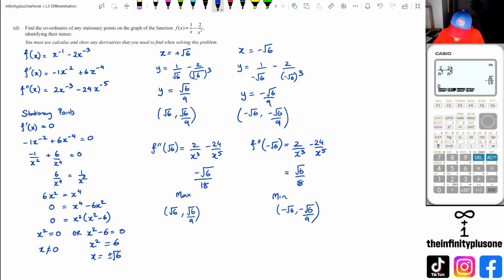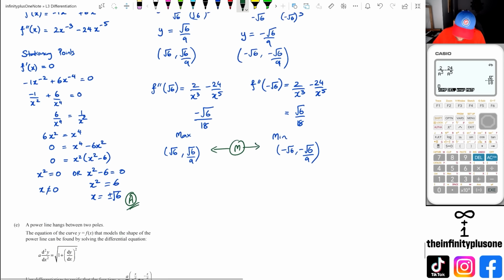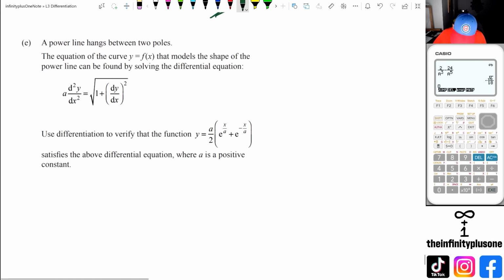A little bit tedious with the work, but it's not too bad. Correct values of x found with evidence of derivative is going to get you an Achieved right here. And Merit is for getting both of these correct values and proving the nature as well. All right, folks, let's go to the last question.